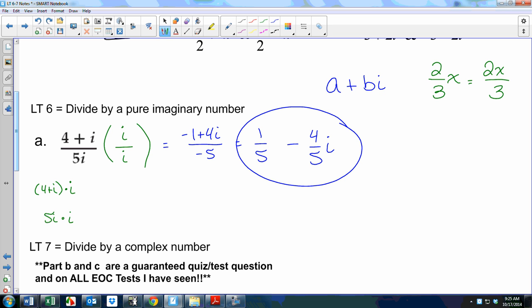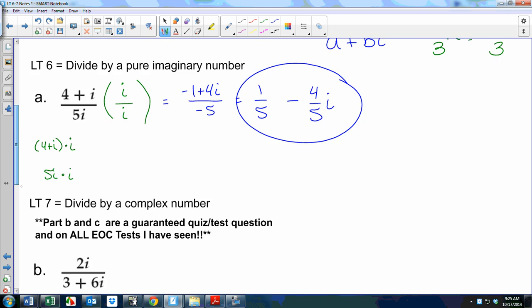And yesterday we kind of drilled this in the ground. When you multiply, when you add, and when you subtract complex numbers, you get a complex number. What do you get when you divide them? A complex number. All right, learning target 7.